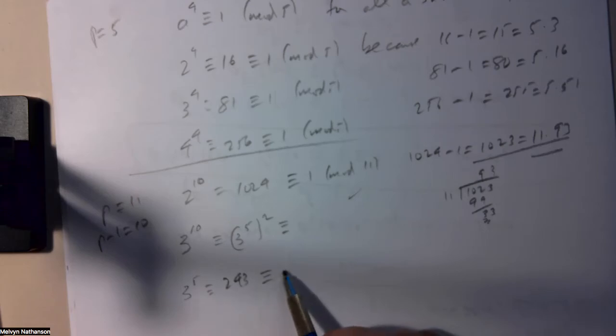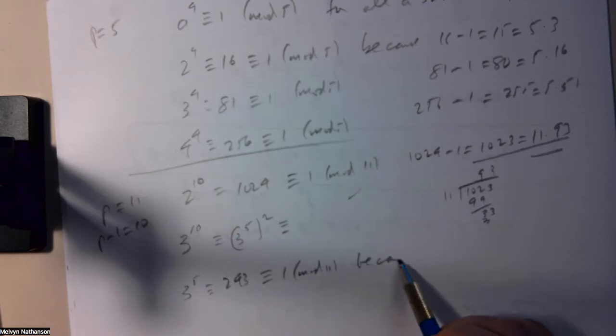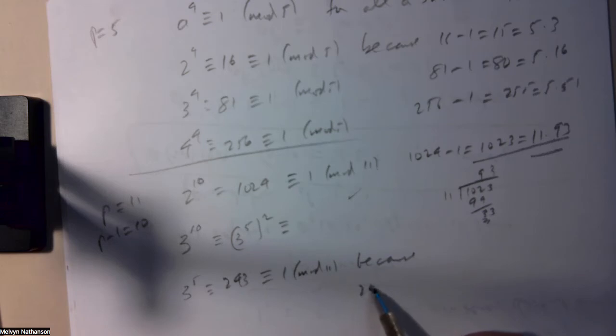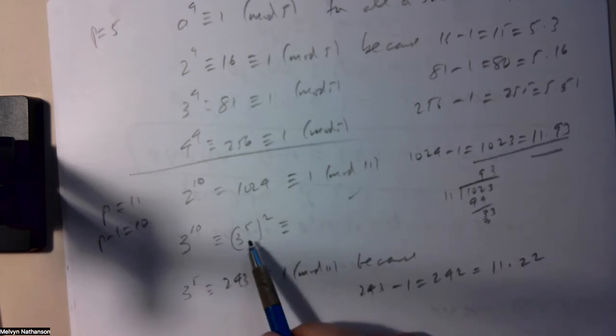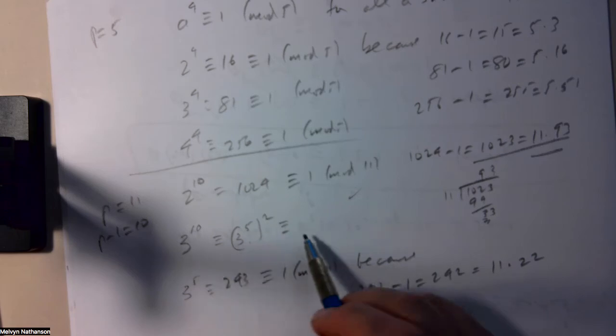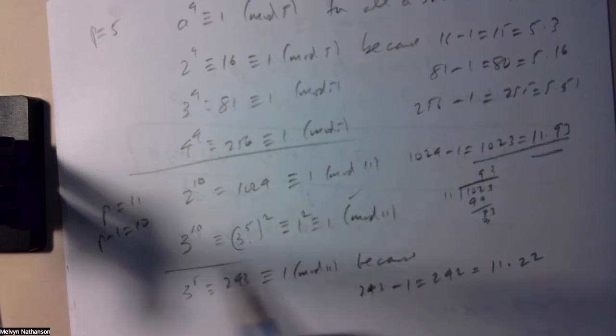Actually, 243 is congruent to 1 mod 11, because 243 minus 1 is 242. If I divide that by 11, I get 22. So 3 to the 5th squared, which is 3 to the 10th, is 1 squared, which is 1 mod 11.